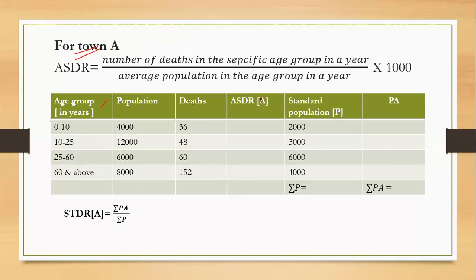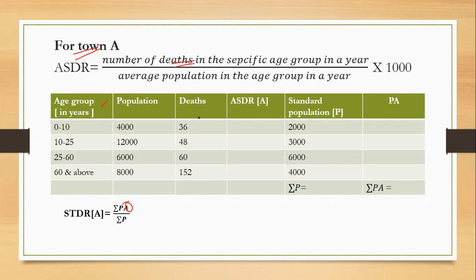Now why do we need this? We need it for your calculation here, where we have to multiply and find PA. So now we need ASDR. How to calculate ASDR? The formula I have written here is the number of deaths in a specific age group, each age group calculated separately. It is similar to the last method, no difference, divided by the average population.